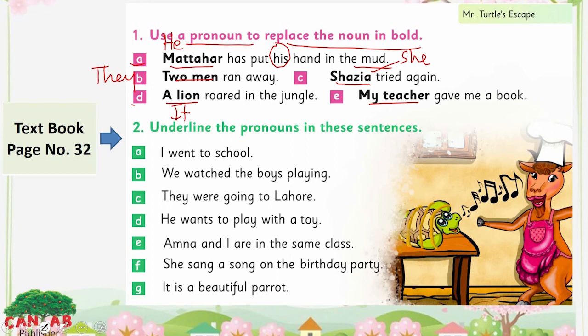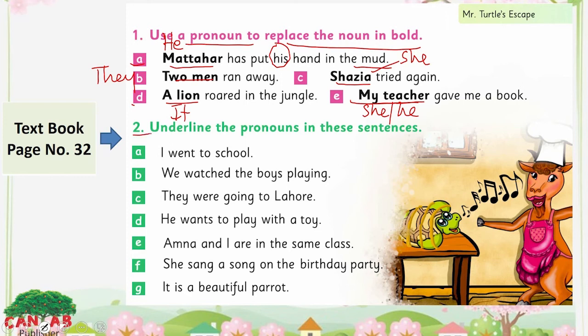Sentence E here. My teacher gave me a book. What we will do? Yes, teacher is a noun here. So just underline it and simply write he or she. If your teacher is a male, you can write he. If your teacher is a female, you can write she here. She gave me a book.